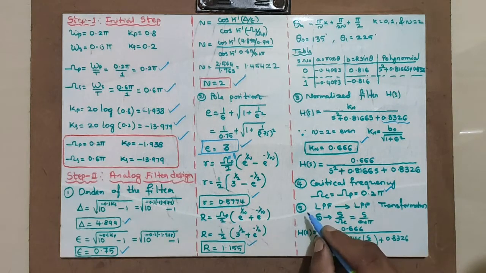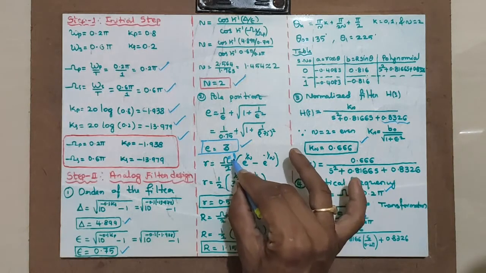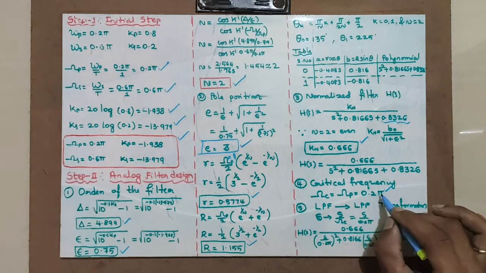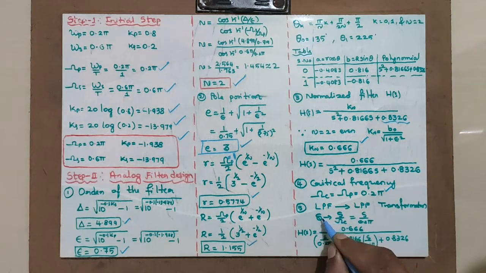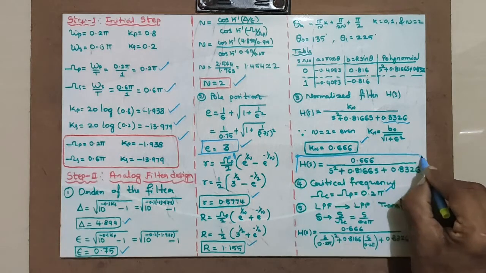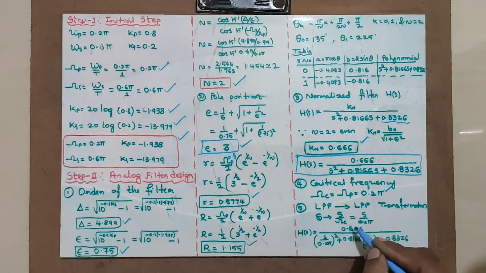Now, the fifth step is low pass filter to low pass filter transformation. That means you designed a low pass filter with normalized frequency omega p equal to 1. Now you are transforming that into a frequency of 0.2 pi. Hence, in the H of s you got in the previous step, you will be substituting s by s by 0.2 pi. I have just done that. Let us see this answer.